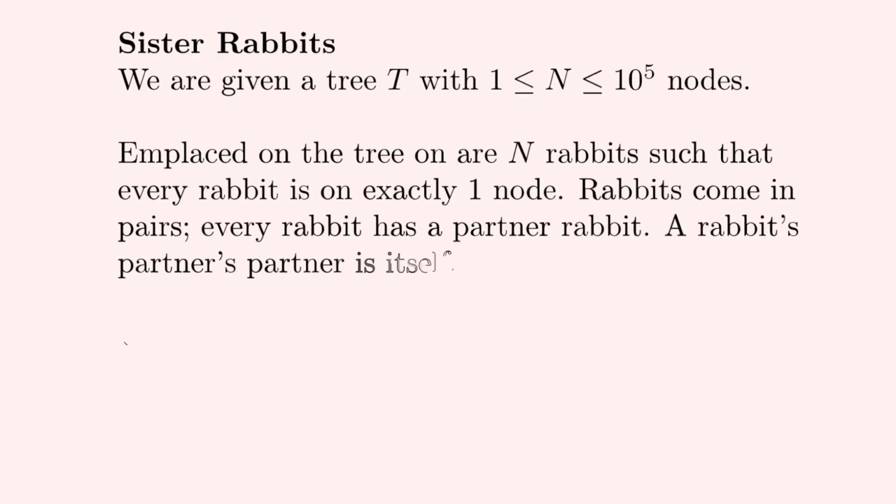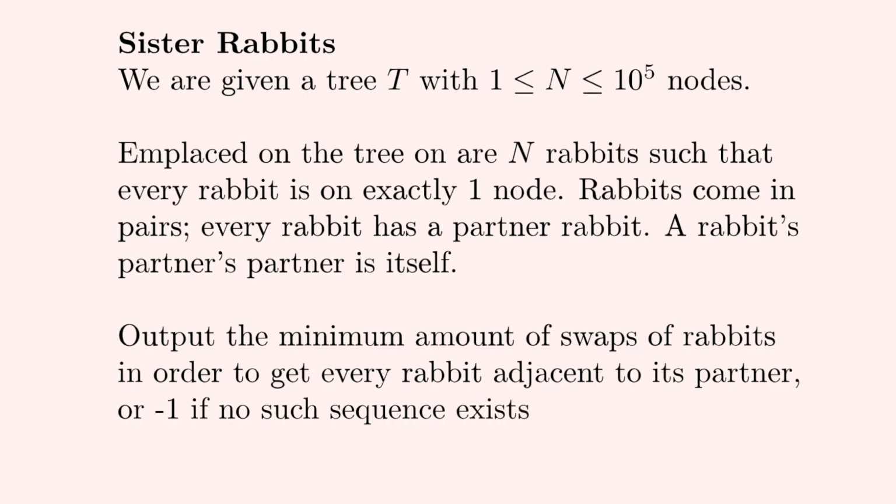Today I'll introduce one of my favorite problems I've come up with. I haven't researched too much, so it's possible it may be a duplicate, but nevertheless, the problem statement goes as follows. We're given a tree with less than 10 to the 5th nodes. In place on the tree are n rabbits such that every rabbit is on exactly one node.